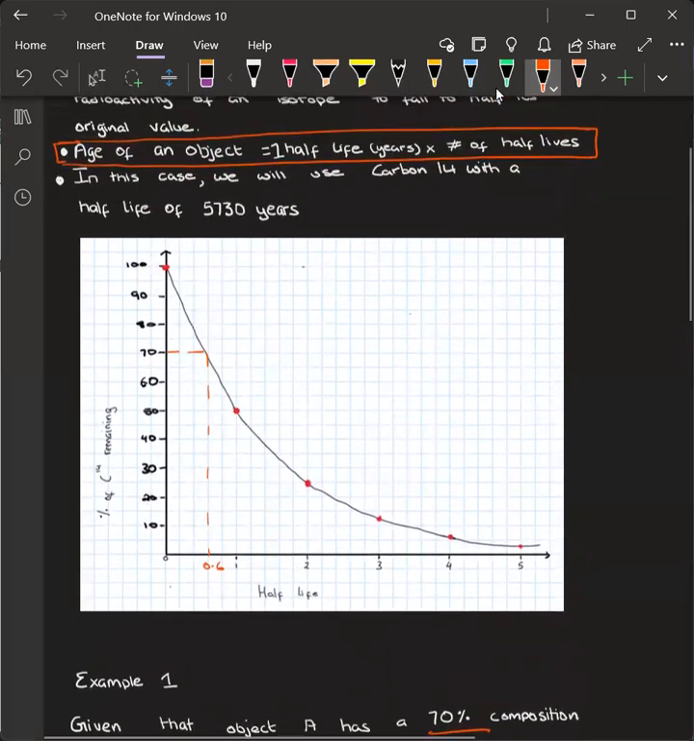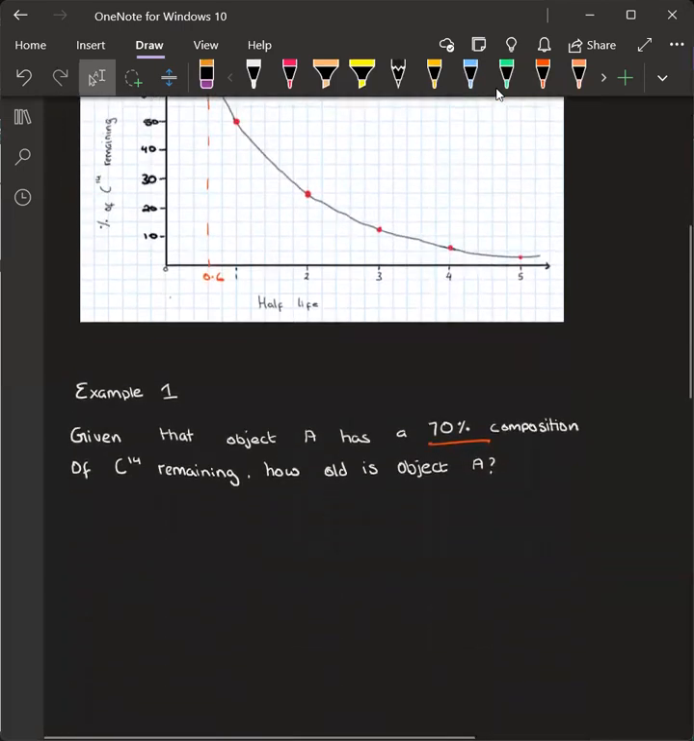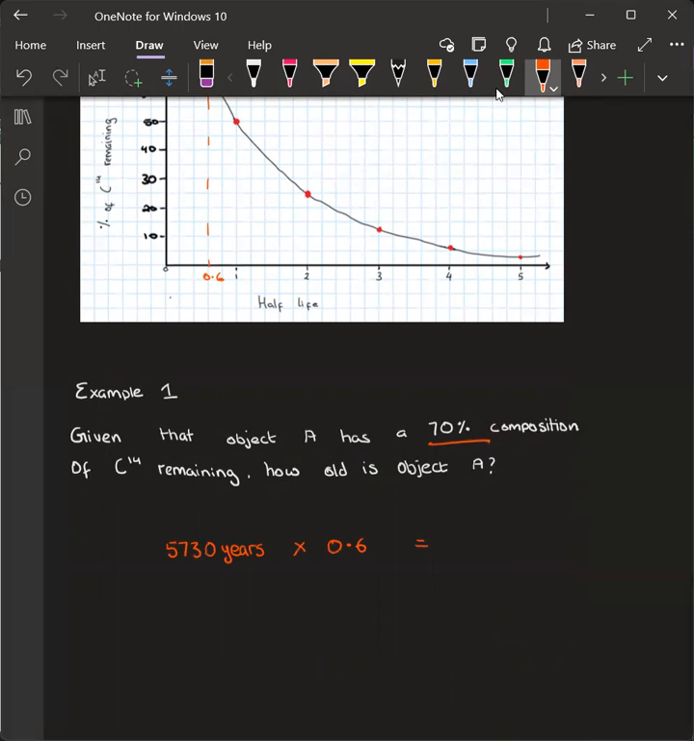Using the formula that was previously mentioned for calculating age of an object, we use one half-life of our carbon-14 isotope, which is 5,730 years, and we multiply that by the number of half-lives, which we obtained through interpolation, which is 0.6. And this gives us the answer as 3,438 years. And this is the age of object A.